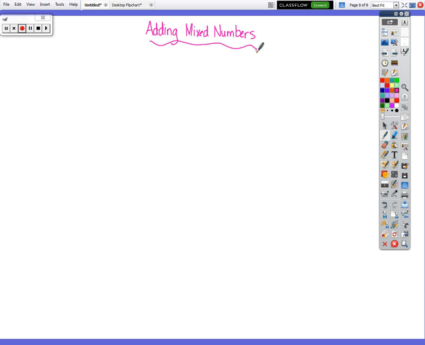Okay. So when we are adding mixed numbers, the one thing that is really important to remember, if I have 3 2/5 plus 2 1/5, is that you always add your fractions first, because sometimes your fractions become improper fractions and we have to carry, and I'm going to show you how to do that at the end.